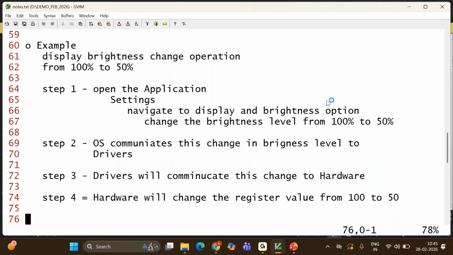So this is how the 4 layers interact in your electronic system to do any operation. It might be any operation. One example of an operation is changing the display brightness from 100 to 50%. A similar operation will happen when you transfer data from your laptop to a pen drive or from the pen drive to the laptop. You will use applications to do that. Internally, those commands are given to the OS. The OS gives them to the driver. The driver gives them to the hardware.